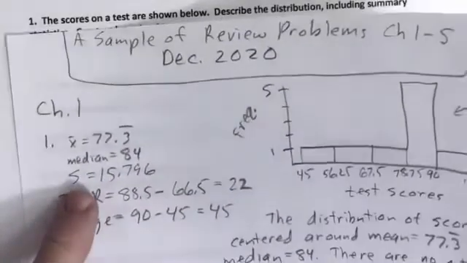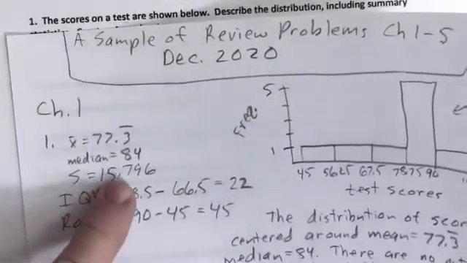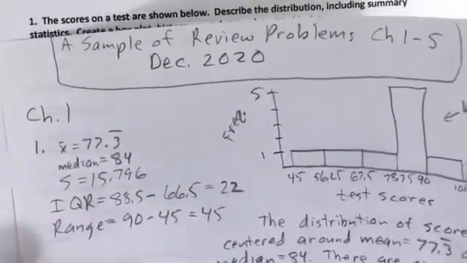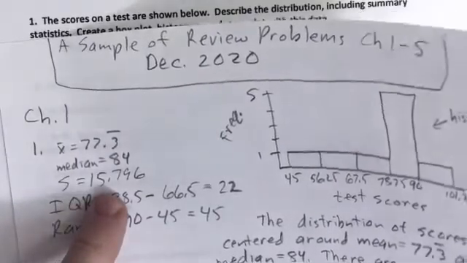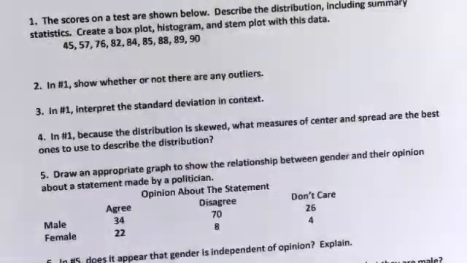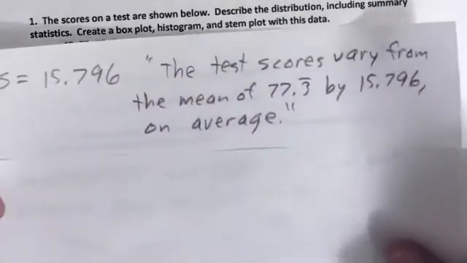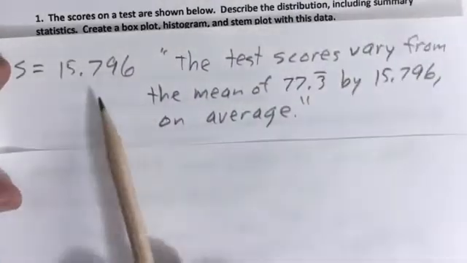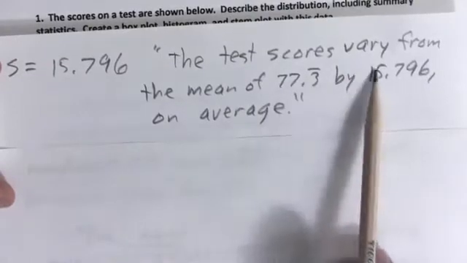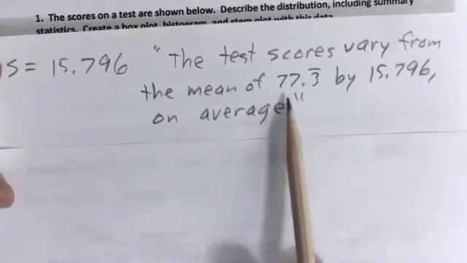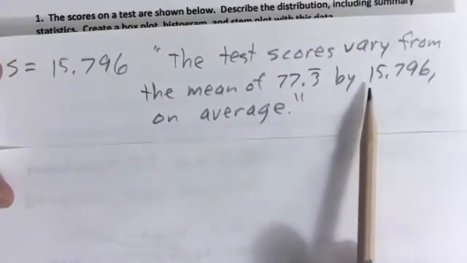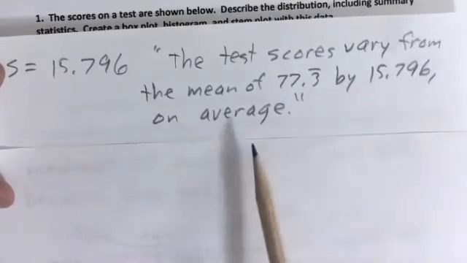So the standard deviation is this, which once again we found by using one-variable stats. That's just the average amount the points vary from the middle. But you have to state it in context. So saying it in context would be this. There's S, our standard deviation, 15.796. The test scores vary from the mean of 77.3 repeating by 15.796 on average. So that's all there is to that.